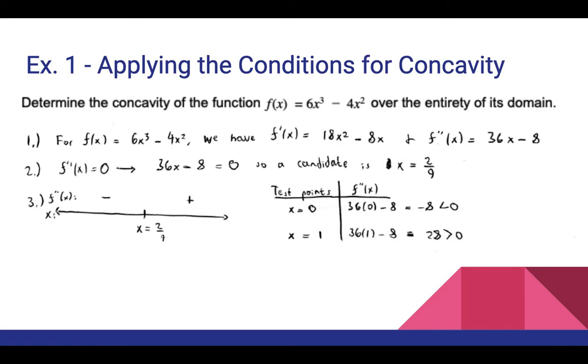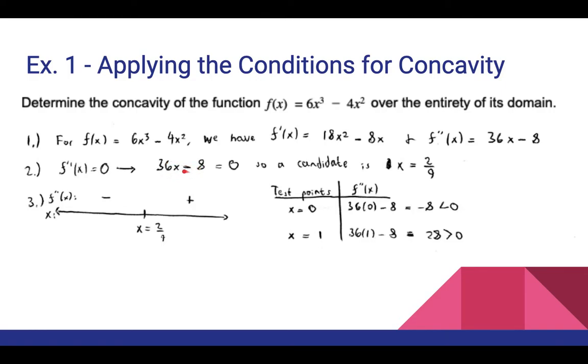What we end up doing here is taking the second derivative. Our first derivative of 6x cubed minus 4x squared is going to be 18x squared minus 8x. And then as a result, the second derivative of that will be 36x minus 8. Now we're going to set 36x minus 8 equal to 0 and solve for our possible inflection points.